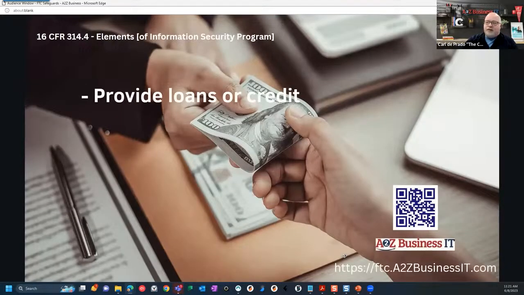The other thing is if your company provides loans or credit. That doesn't necessarily mean home mortgage loans. Your business might be providing a store account for credit cards or something like that. Or you might be creating some form of line of credit, and you're collecting the credit information. You're going to fall under this as well.